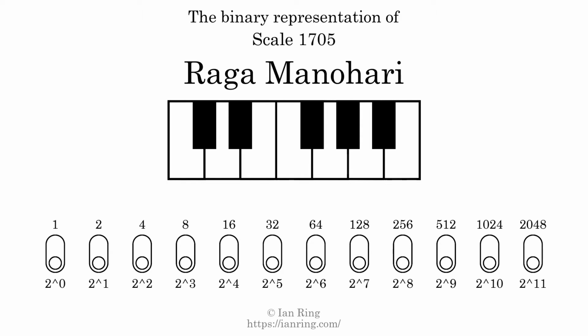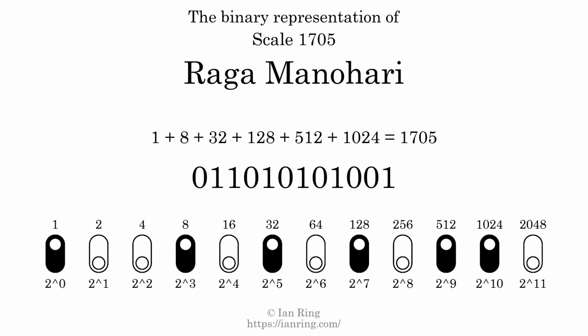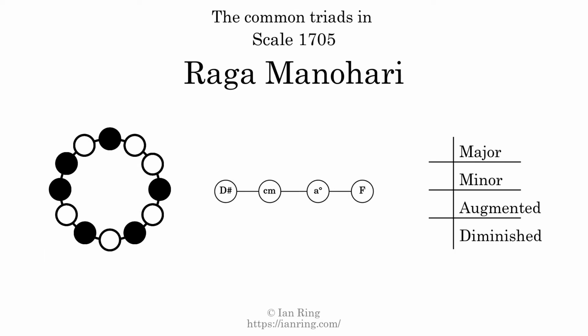Each binary digit represents a power of 2. To get the scale number, we add the powers of 2 together. The powers of 2 that are present in the scale, all added together, equals 1705. That is why the scale number, in decimal, is 1705. The scale number not only enumerates the scale with a unique index, but it also literally describes the tonal content of the scale. Represented as a binary number in base 2, the scale number is 0110101010001. Here are the common triads present in this scale.